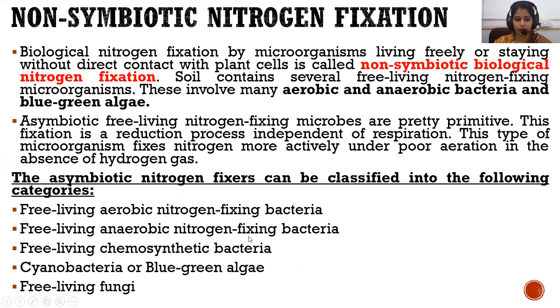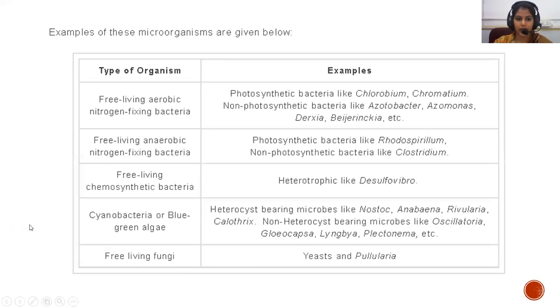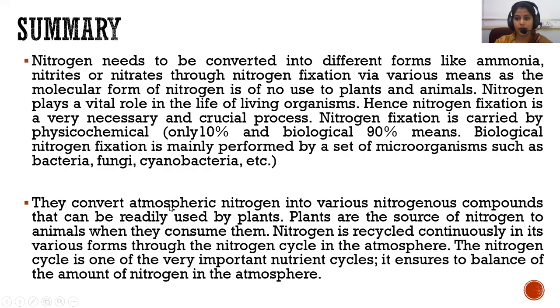Non-symbiotic nitrogen fixation can be further classified as free living aerobic nitrogen fixing bacteria, free living anaerobic, free living chemosynthetic, cyanobacteria, and free living fungi. So here we have examples corresponding to the different types of organisms, the fungi or bacteria involved in various types of nitrogen fixation. This summarizes how nitrogen can be fixed in leguminous plants and non-leguminous plants in symbiotic association, and also in non-symbiotic association, and how atmospheric nitrogen is made easily available to the higher plants.